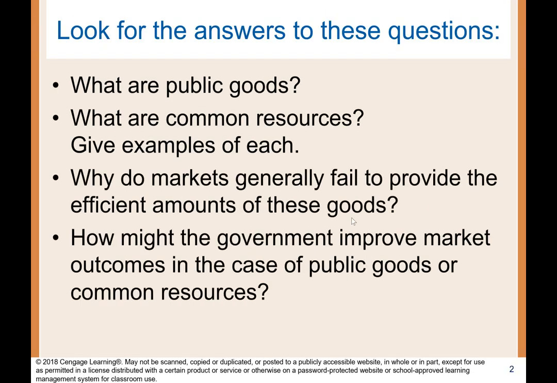Our objective is to answer the following questions. What are public goods? What are common resources? Give examples of each. Why do markets generally fail to produce the efficient amounts of these goods? How might the government improve market outcomes in the case of public goods or common resources?